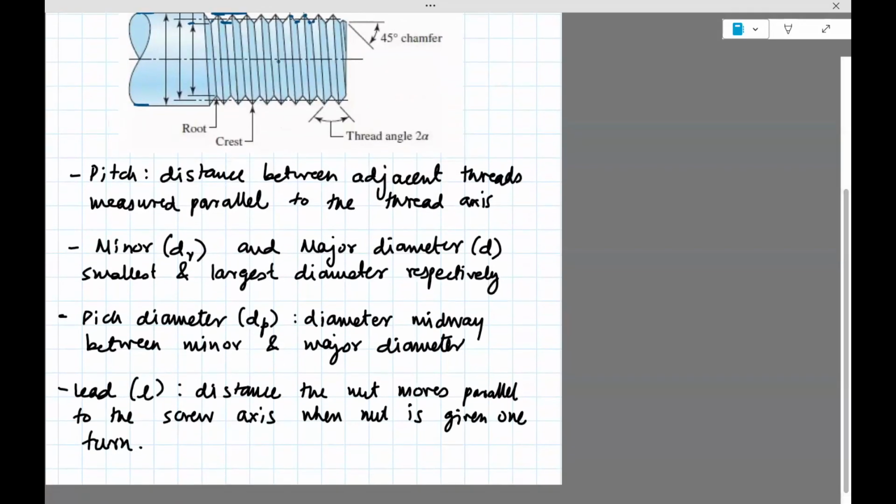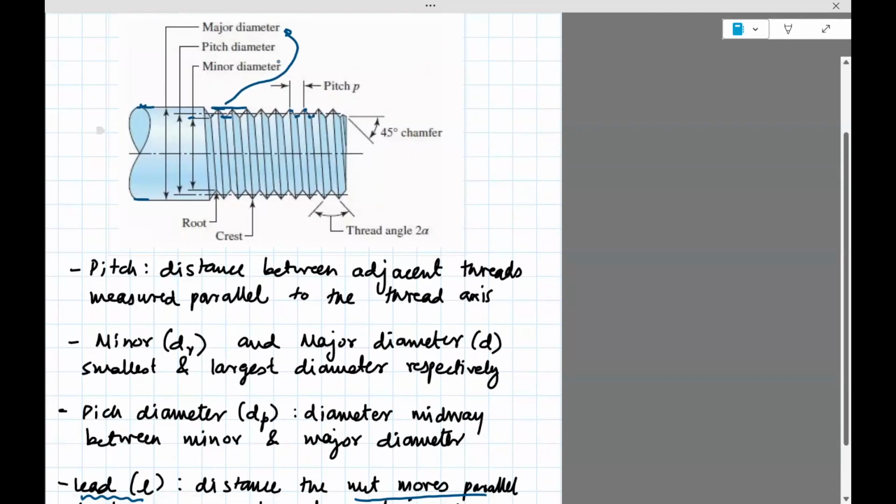There's something here which is the lead. It is the distance the nut moves parallel to the screw axis when the nut is given one turn. So when you turn this by one turn, the lead gives you how much is the distance traveled. Okay.